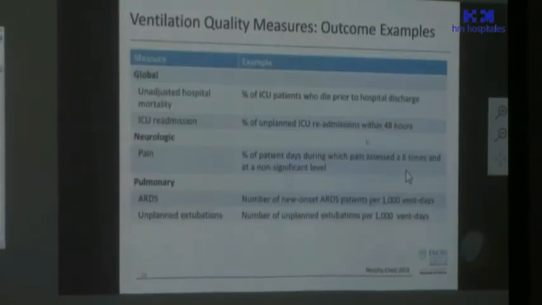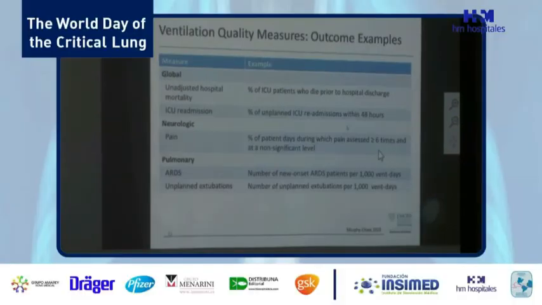When we look at outcome examples, we certainly want to look at global things like unadjusted or adjusted hospital mortality. And we want to look at ICU readmissions. We want to consider pain. How well have we not only assessed it, but how well have we controlled that pain? We can look from a pulmonary perspective at the number of new onset ARDS patients per 1,000 vent days, or the number of unplanned extubations per 1,000 vent days. So different ways that we can evaluate the outcomes of our different changes and interventions to improve our care.